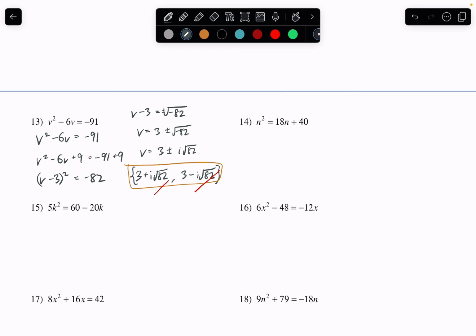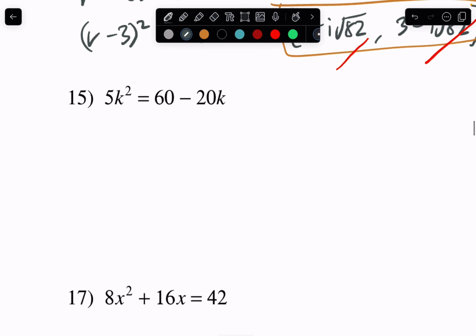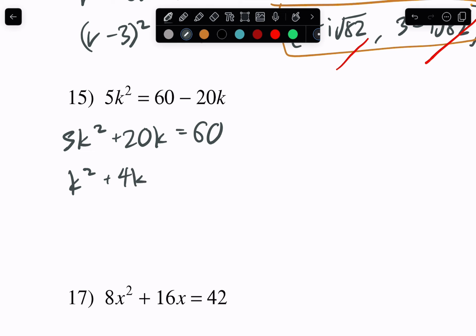Okay, good. Let's try 15. Okay, so this time, the term with the highest degree has a coefficient. Do you think it's wise to divide both sides by 5 so the numbers become smaller? Well, the coefficients become more simplified. I think it's okay, technically, in the rule on fractions.